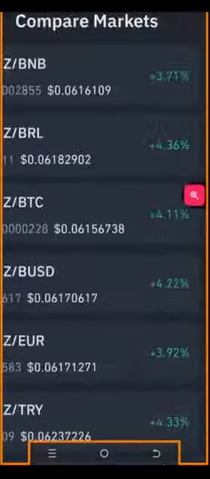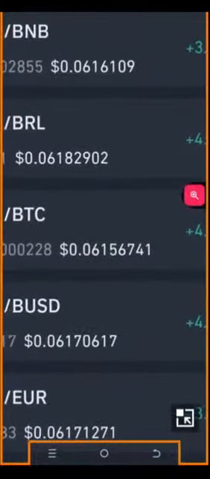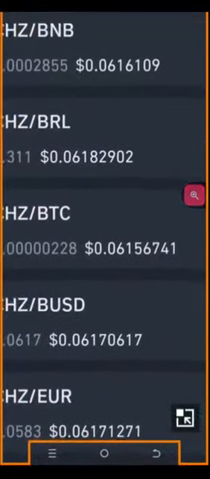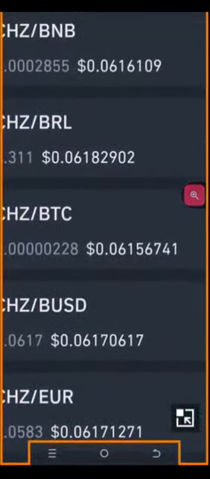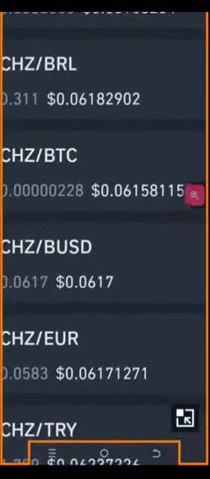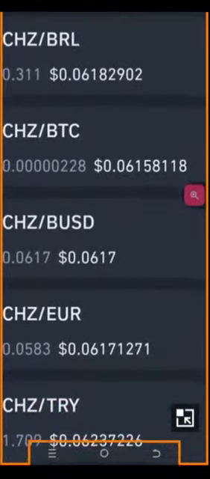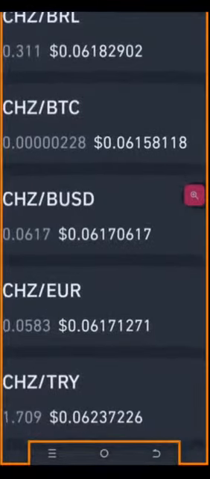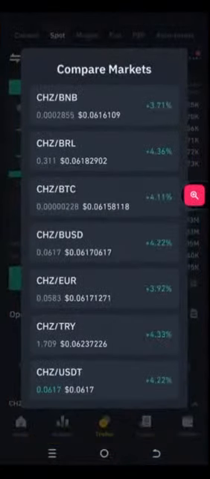Let me enlarge this for you to see. Good. We have 0.0616 at BNB. Okay, 0.0616, 0.0618 at BRL. BTC is 0.0615, 0.0617. Wow. Then EUR. So normally I like to use the base currency as USDT. Reason being, it's easier for me to work with. Well, at times I may have to change.